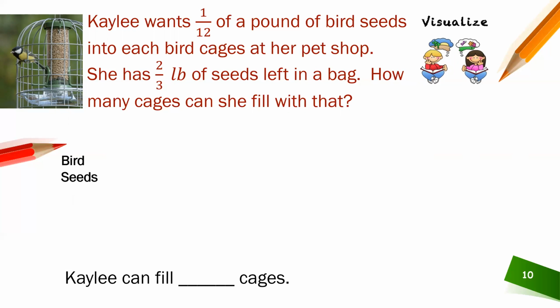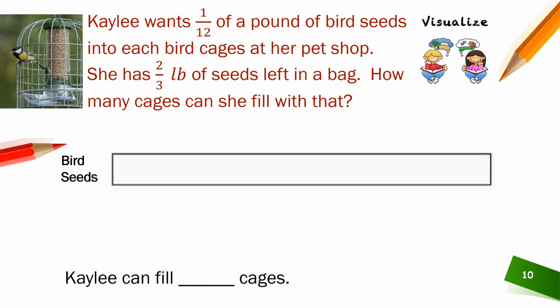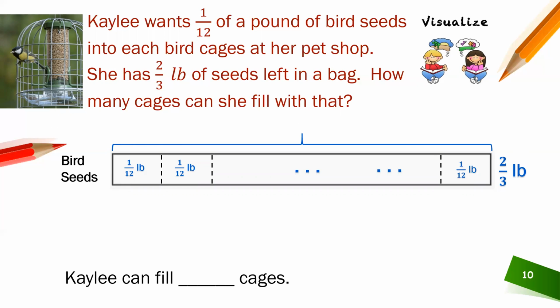And then what is involved? Bird seeds. How much bird seed do you have? That much. And that much is 2/3 of a pound. Then what are we going to do? Split them in 1/12 of a pound each cage. I can have 2 cages filled. How many cages can I fill? That calls for a division problem. 2/3 divided by 1/12 is what?